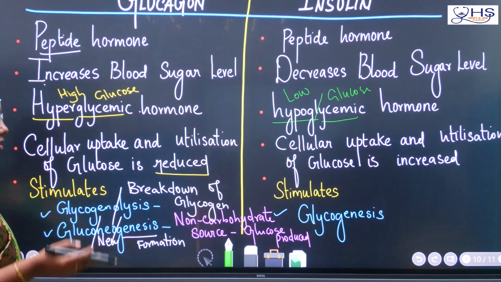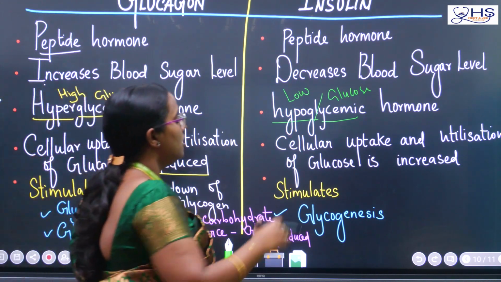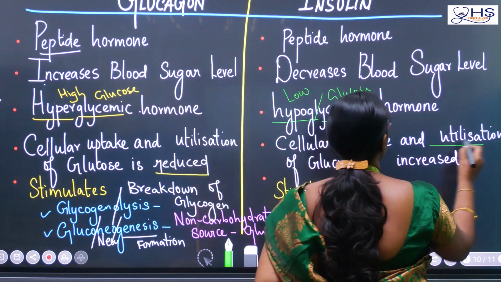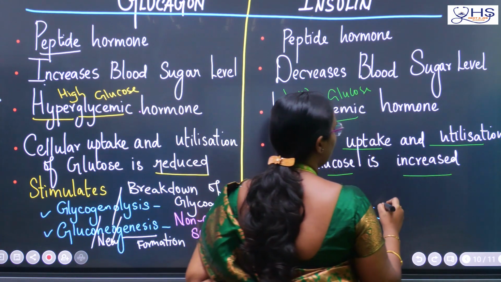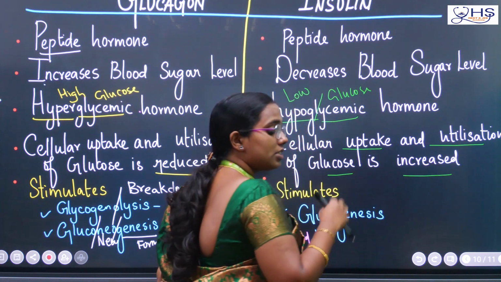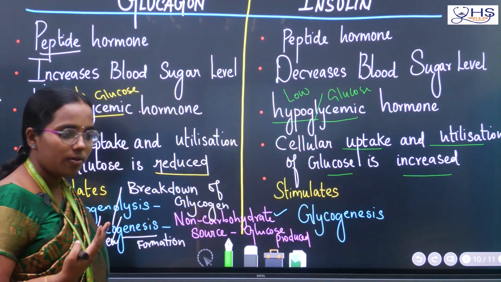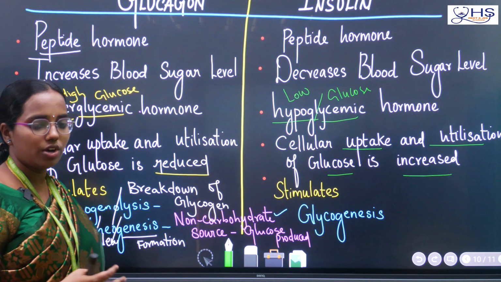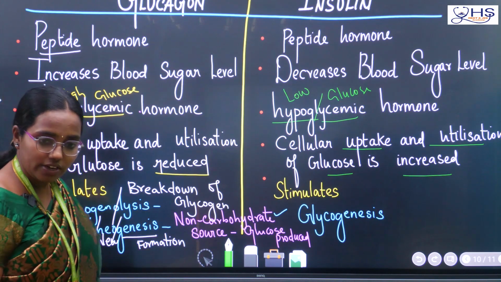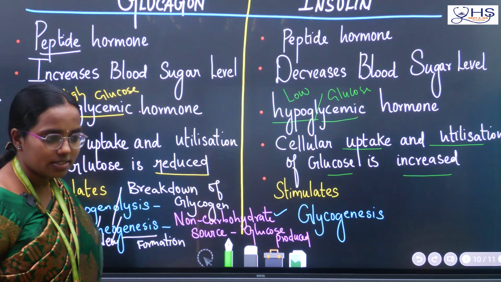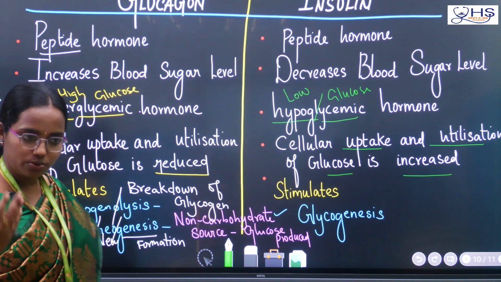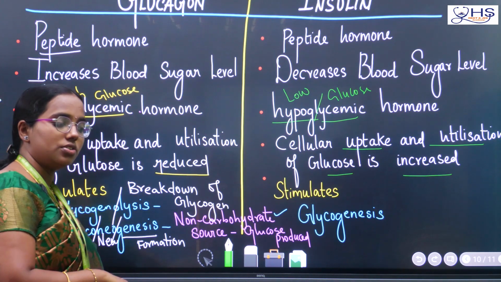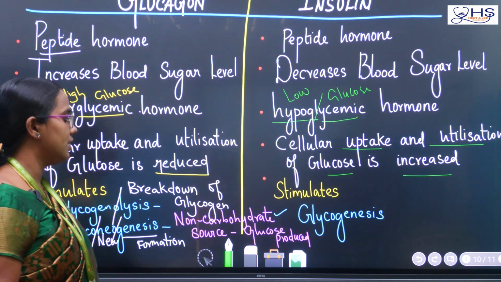Why? Because this hormone helps in the cellular uptake and utilization of glucose. So, from the bloodstream, your cells are going to use more and more glucose. If your cells are using more and more glucose, then the glucose level in the blood will be decreased. Yes or no?